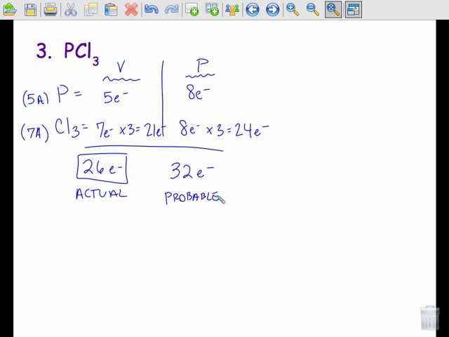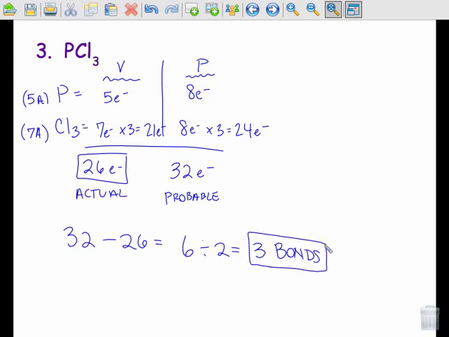To calculate the probable number of bonds, I take probable electrons minus actual electrons divided by 2. And again, I'm always going to divide by 2 because there are always 2 electrons per bond. And when I do that math, I figure out that my structure most likely will have 3 bonds.